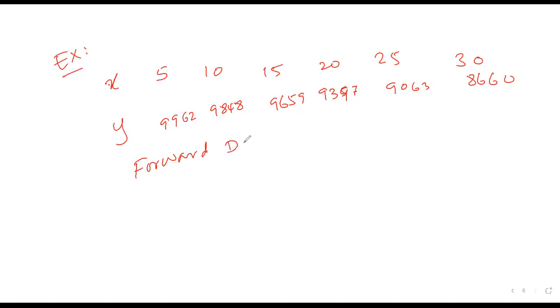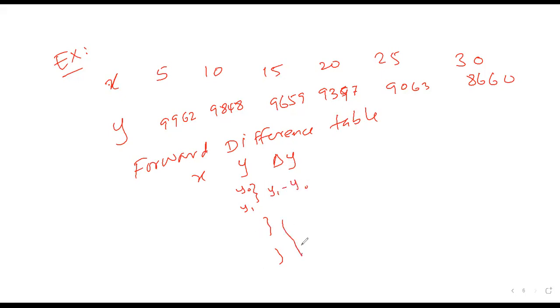In the forward difference table, you put y, and the next column will be delta y. You have to take the difference of these values. This is y0, this is y1, let's say. So delta y, since it is a forward difference, is equal to y1 minus y0. Similarly, it continues. Then if you want delta squared y, you have to take these two differences.